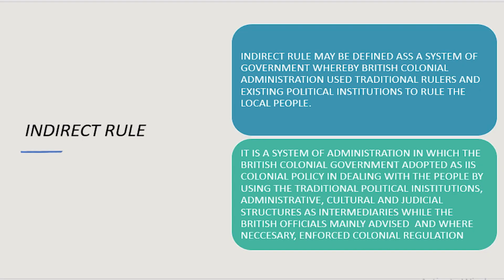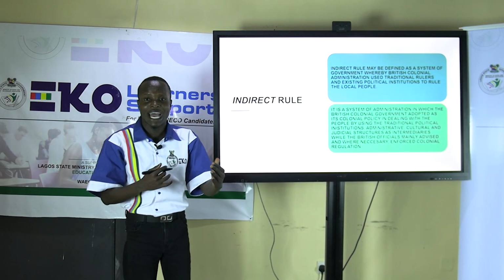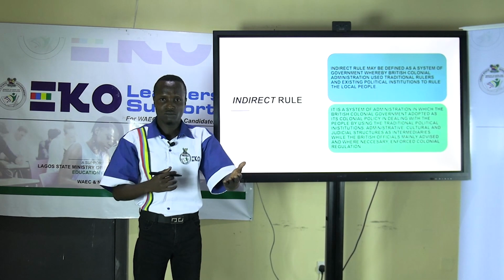Indirect rule. What is indirect rule? Indirect rule may be defined as a system of government whereby the British colonial administration used traditional rulers and existing political institutions to rule the local people. It could also be defined as a system of administration in which the British colonial government adopted as its colonial policy dealing with the people by using the traditional rulers, institutions, administration, culture, and judicial structure as intermediaries, while the British officials mainly advise and, where necessary, enforce colonial administration. It means ruling by traditional rulers, ruling by your own people. That's the meaning of that.